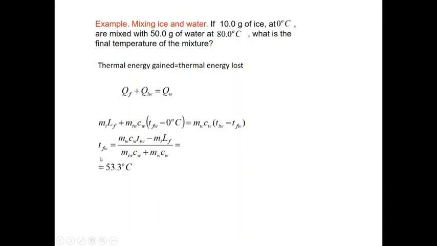So the final temperature of the mixture is the mass of the water, specific heat of water, initial temperature of water, minus mass of the ice and latent heat of fusion, divided by mass of icy water, specific heat of water, and mass of water, specific heat of water. We can get 53.3 degrees Celsius. This is our lecture for today.